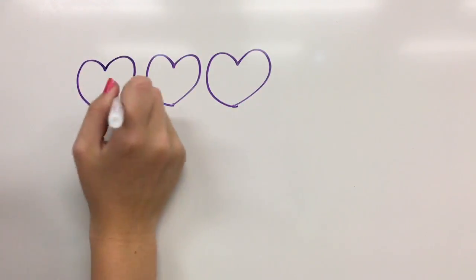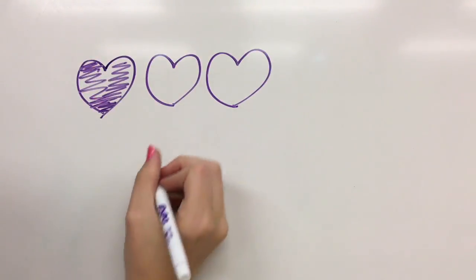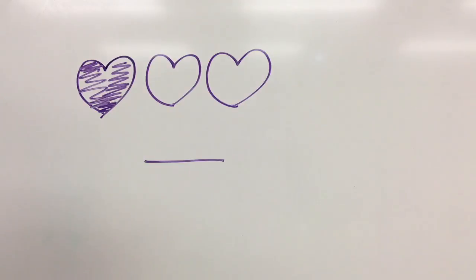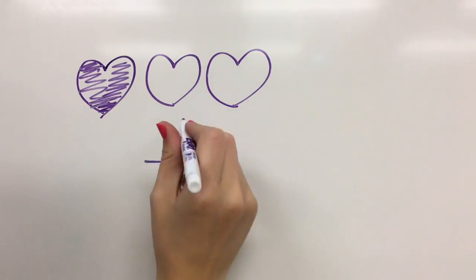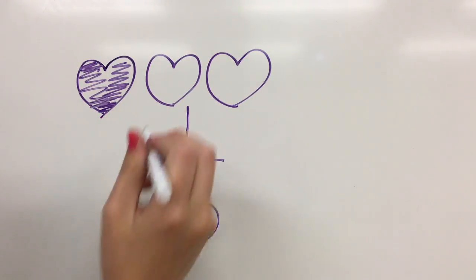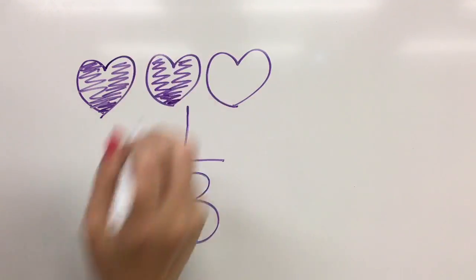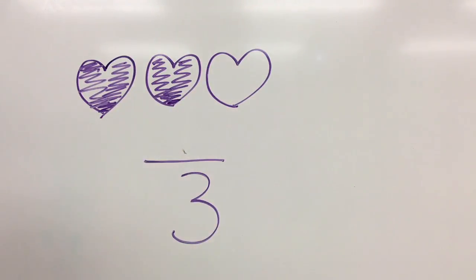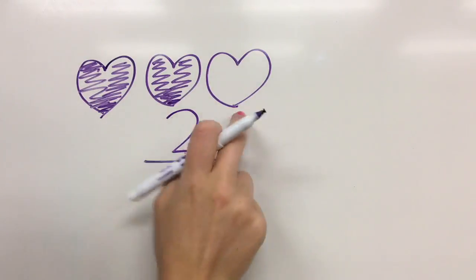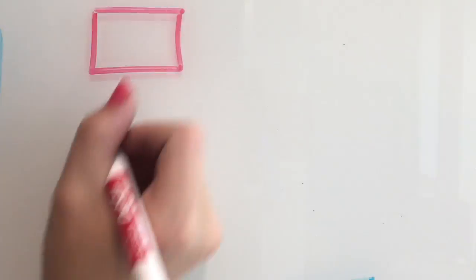If we have 3 hearts and we color one of them, the fraction would read with a 3 on the bottom because there are 3 all together, and a 1 on top because we colored 1. If we colored 2, then the fraction would read 2/3 with a 2 on top and a 3 on the bottom. When creating fractions, we must remember that all parts must be equal.